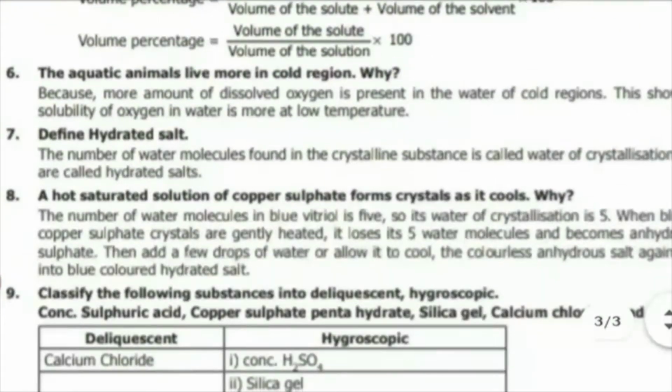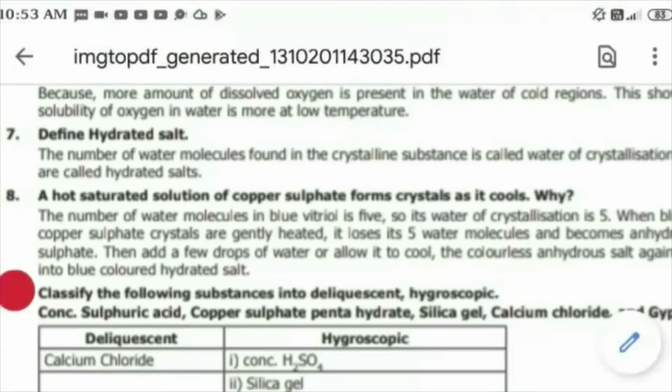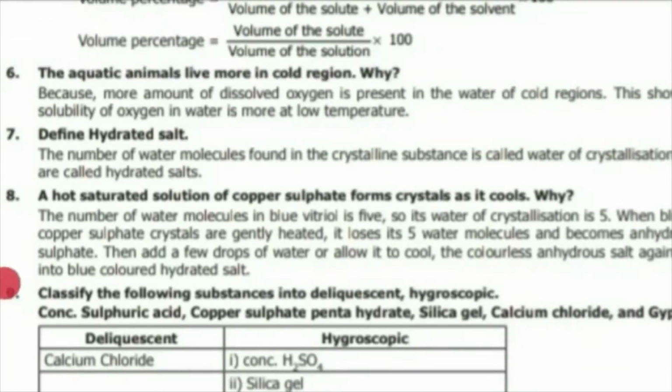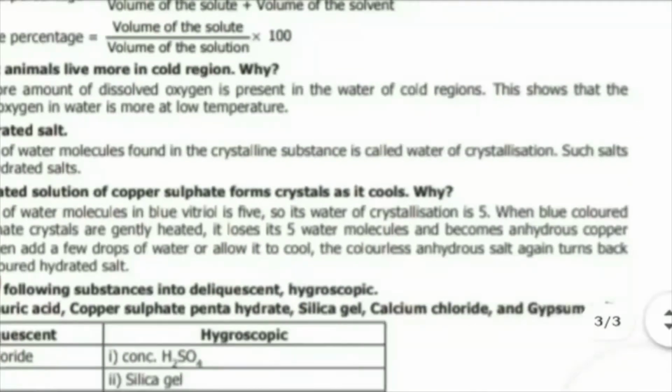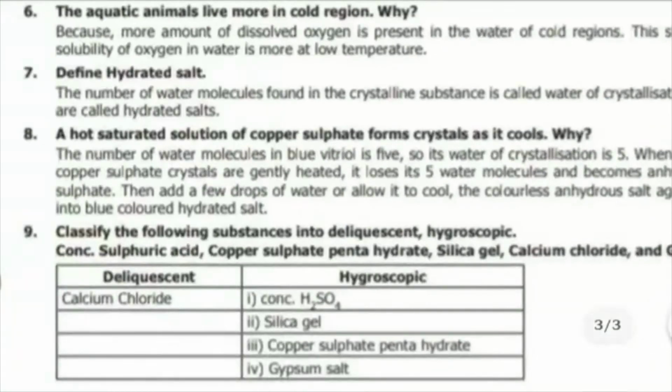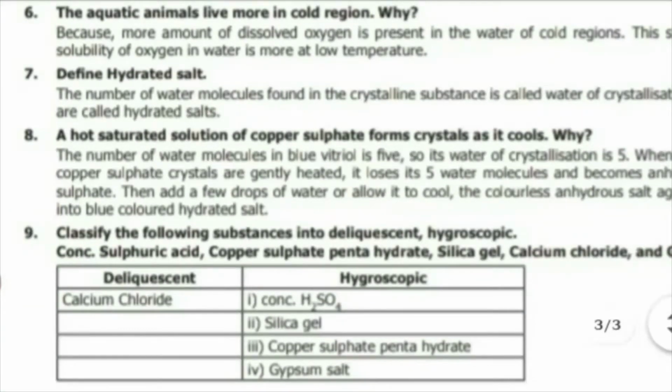Next, question number 6. The aquatic animals live more in cold regions. Why? The answer, because more amount of dissolved oxygen is present in the water of cold regions. This shows that the solubility of oxygen in water is more at low temperature.